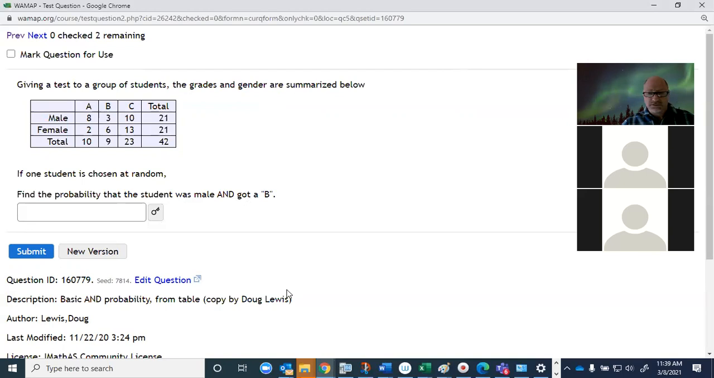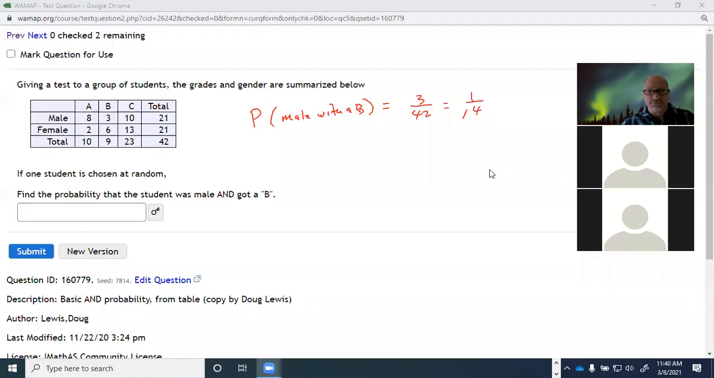And now take a minute to pause the video and do this problem. Okay, so this one's pretty straightforward, very similar to the last problem. There's three of the students that were male and got a B, out of 42. Okay, and so 3 out of 42 reduces to 1 out of 14. All right, let's take a look at the next problem.